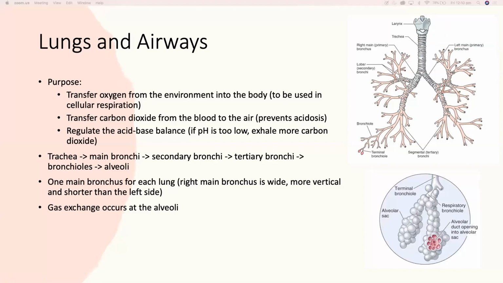And one of the main implications of that is that we actually end up with a lot more infection in our right lung, because it's a lot easier for bacteria to get in, given that it's more vertical and that it's wider. And then the other note to make is that gas exchange occurs at our alveoli.